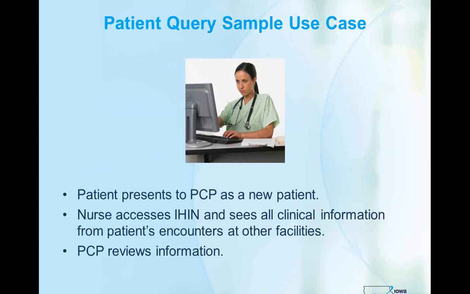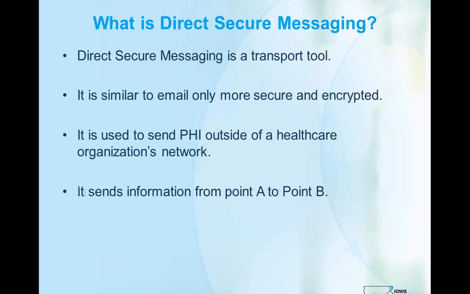For example, when an individual presents to a primary care physician as a new patient, the nurse can access the IHIN, request and receive all the clinical health information obtained during patient encounters at other facilities. Upon review, the physician can find health information such as problem lists, lab reports, allergies, and medication history required to effectively care for this new patient.